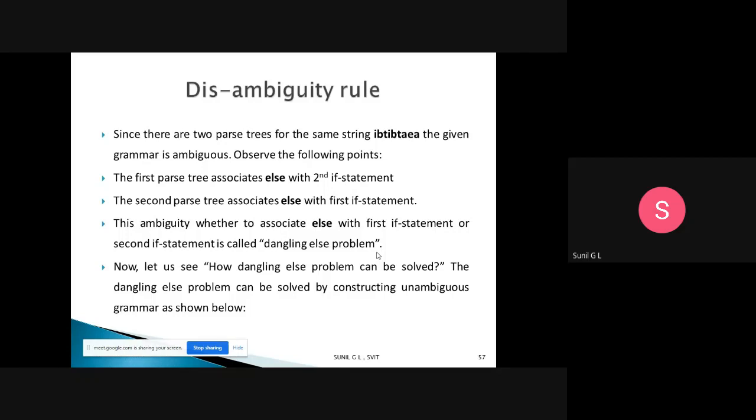So if you don't know that, we will call it the dangling else problem. Then how can we solve this dangling else problem? The dangling else problem can be solved by constructing an unambiguous grammar. How will we construct an unambiguous grammar?